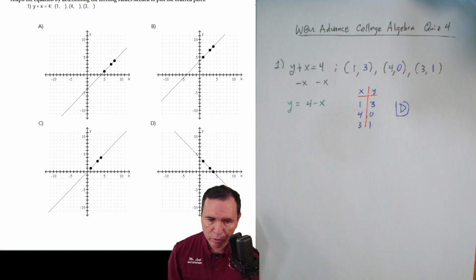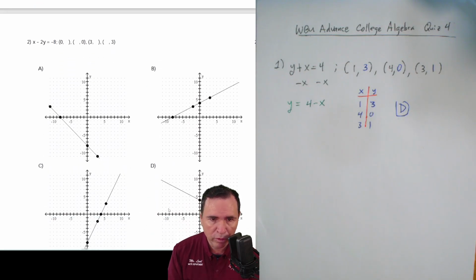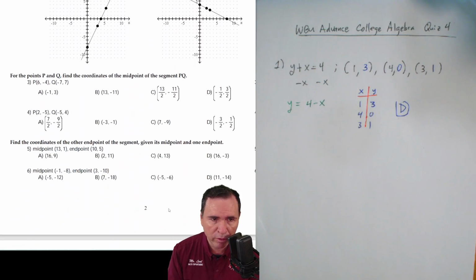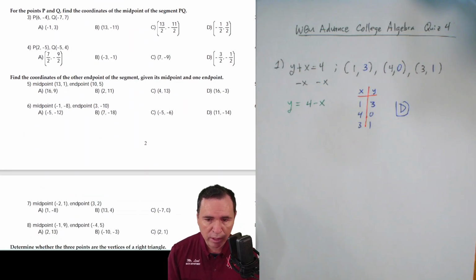Okay, so you're going to do number 2. Remember, I do the odds, you do the evens. So let's continue. Let's go to the next one. Okay, you do number 2. I'll do number 3.